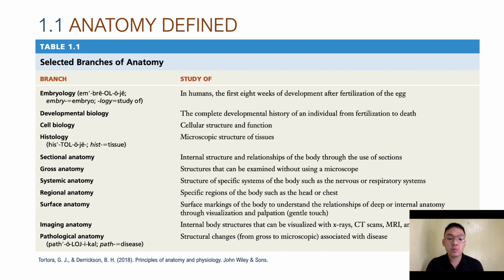Imaging anatomy looks at internal body structures, which can be visualized with x-rays, CT scans, MRIs, and the like. And lastly, pathological anatomy, from the first word itself, is talking about diseases, and we are looking at the structural changes from gross to microscopic which are associated with diseases.